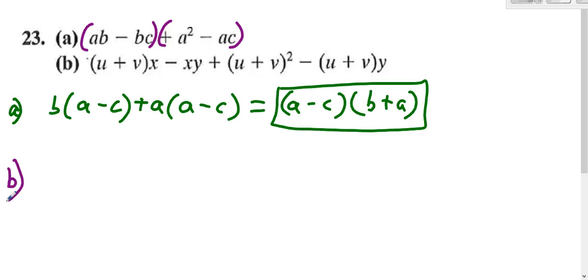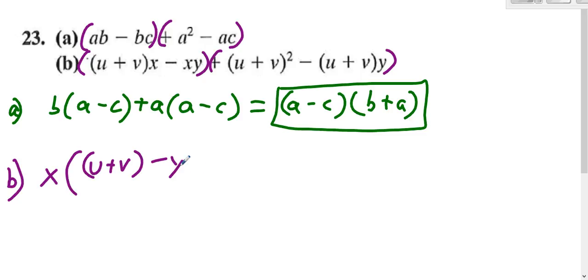This is actually another factor by grouping. There's four terms here. We've got, here's a term, here's a term, those parentheses are a term, and then all of that is another term. So four terms, you group the first two together and the last two together, and then look to see what they have in common. So that first set, they both have an X in common, so take it out. If you factor out the X from this first term, you get U plus V. And then if you factor out the X here, you just have minus Y.